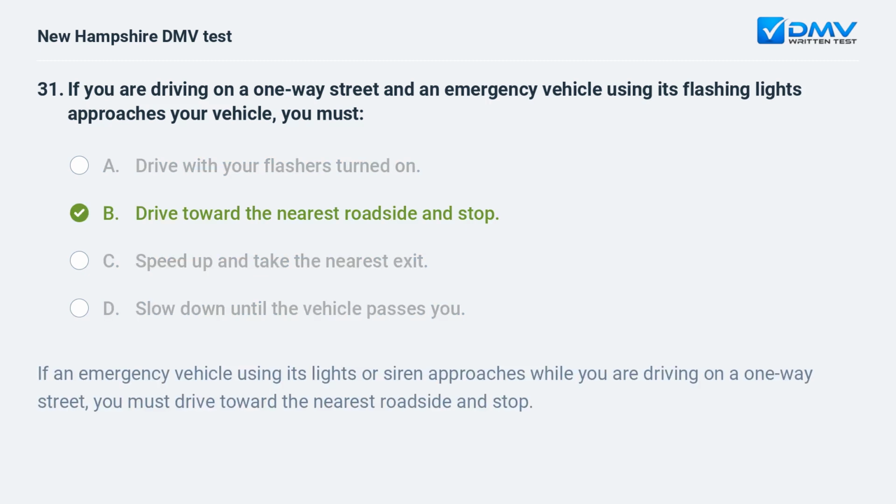B. Drive toward the nearest roadside and stop. If an emergency vehicle using its lights or siren approaches while you are driving on a one-way street, you must drive toward the nearest roadside and stop.